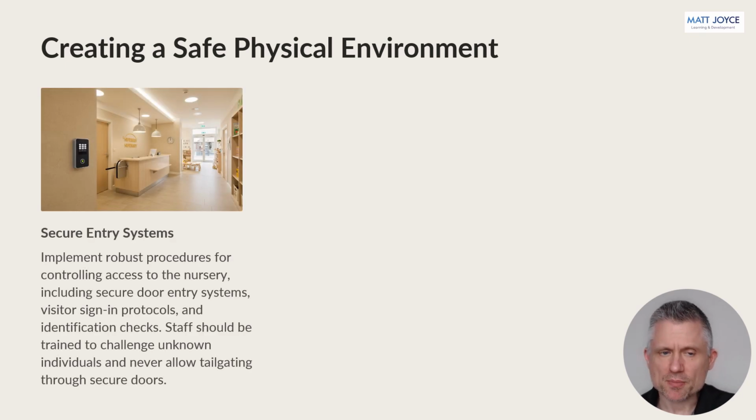Secure entry systems. Implement robust procedures for controlling access to the nursery, including secure door entry systems, visitor sign-in protocols, and identification checks. Staff should be trained to challenge unknown individuals and never allow tailgating through secure doors. If you encounter someone and you're not sure who they are or what their purpose is within the setting, then it's right to challenge that person.